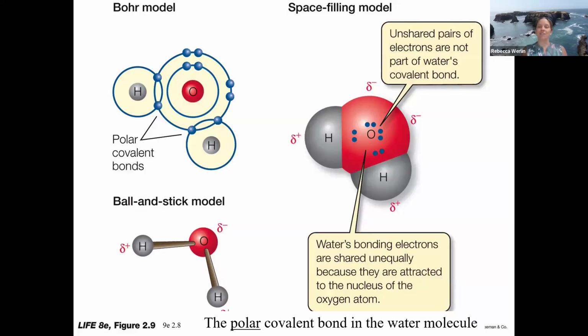Now, electrons are negatively charged. So, if the negatively charged electrons are spending more time near the oxygen atom's nucleus, that oxygen atom picks up a net negative charge. And the hydrogens, because they rarely have the electrons near their nuclei, pick up a net positive charge. Now, it's not a full plus 1 and it's not a full minus 1, but the oxygen atom is partially negatively charged, and the hydrogens are partially positively charged. And that is polarity, an unequal distribution of charge.